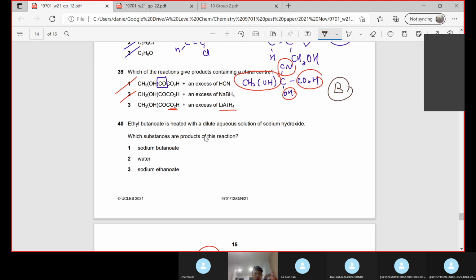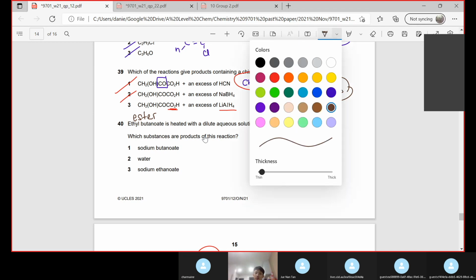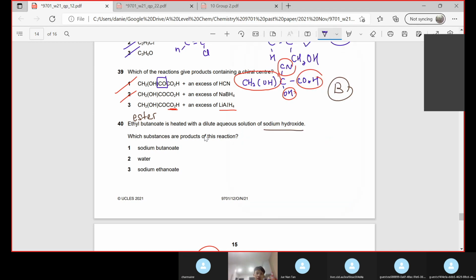Okay, then the last one, 40. Ethyl butanoate, this is an ester. It is heated with a dilute aqueous solution of NaOH. So this is alkaline hydrolysis. Which substances are the products? Then you need to recall that the ethyl part is from the alcohol, and the butanoate part is from the carboxylic acid, right?